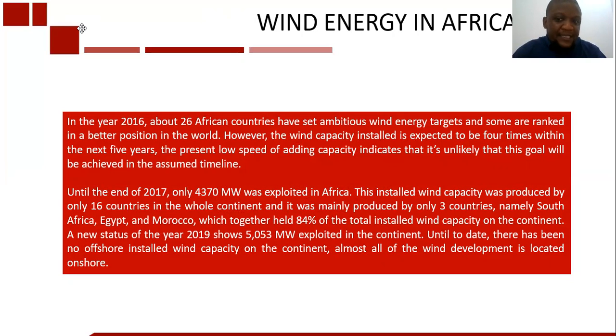This installed wind capacity was produced by only 16 countries in the whole continent, and it was mainly produced by only 3 countries, namely South Africa, Egypt, and Morocco, which together held 84% of the total installed wind capacity on the continent. A new status of the year 2019 shows 5,053 megawatts exploited in the continent. To date, there has been no offshore installed wind capacity on the continent. Almost all of the wind development is located onshore.